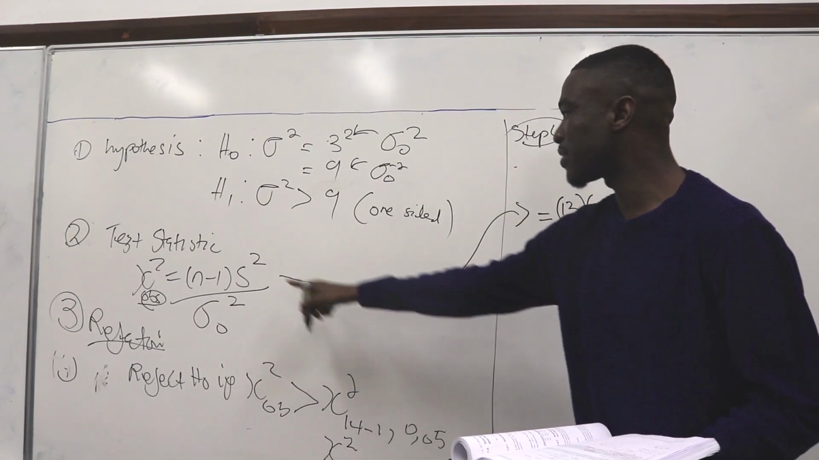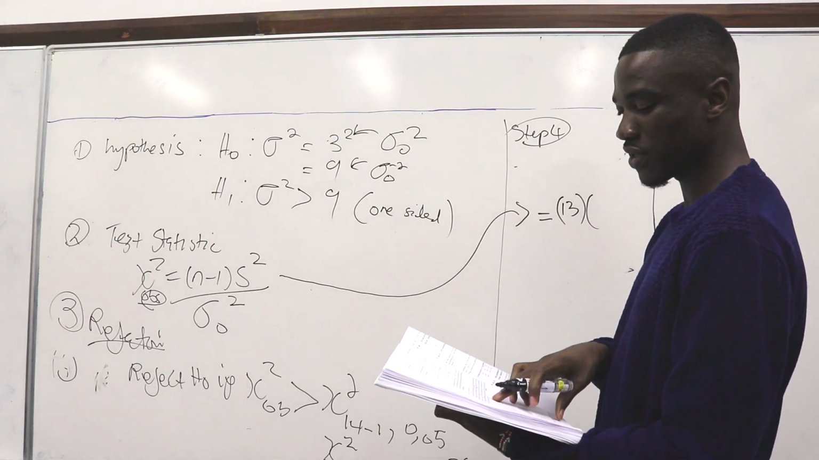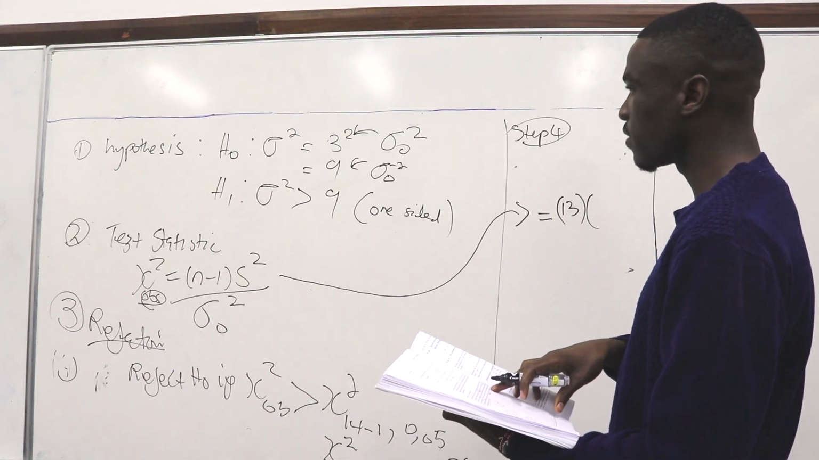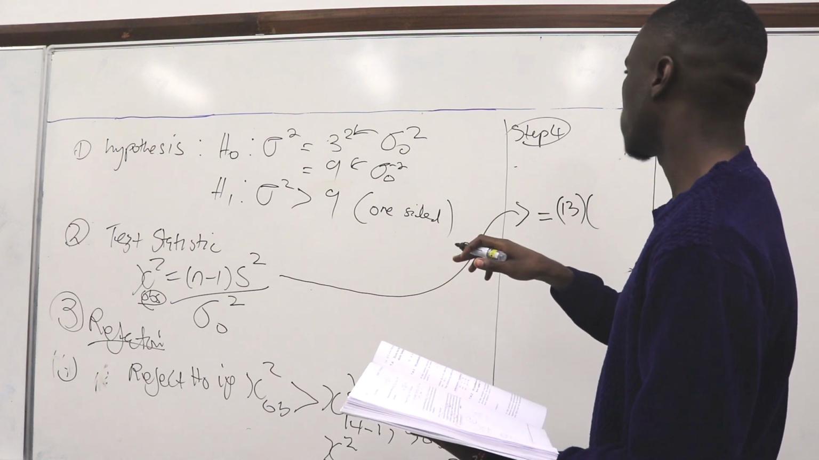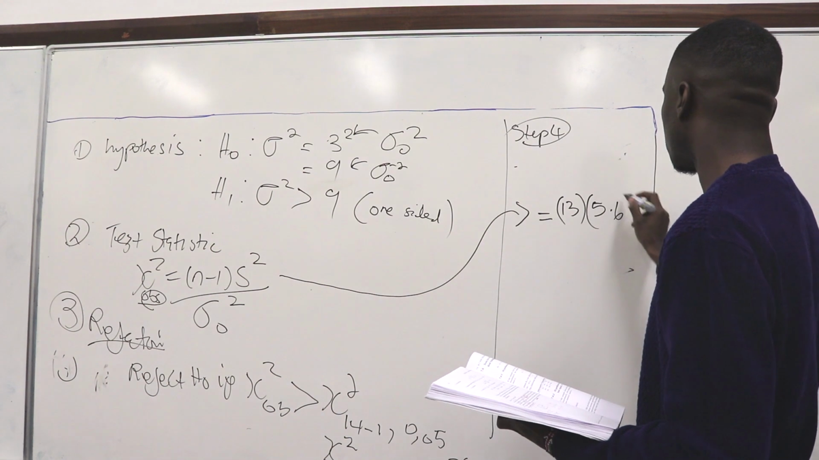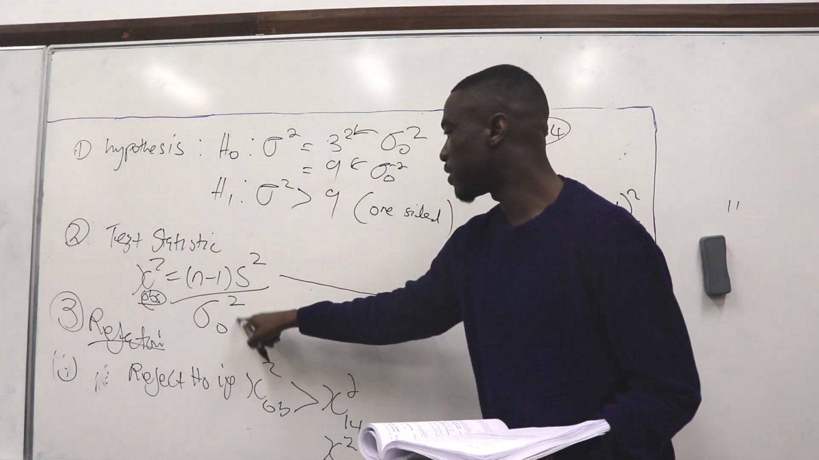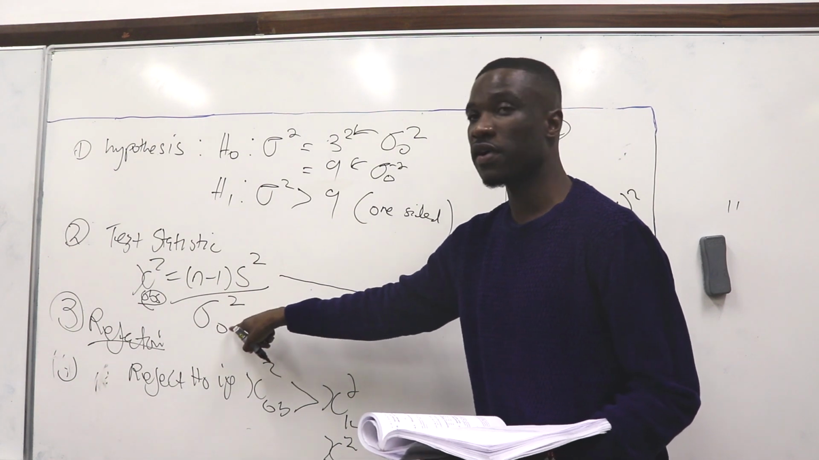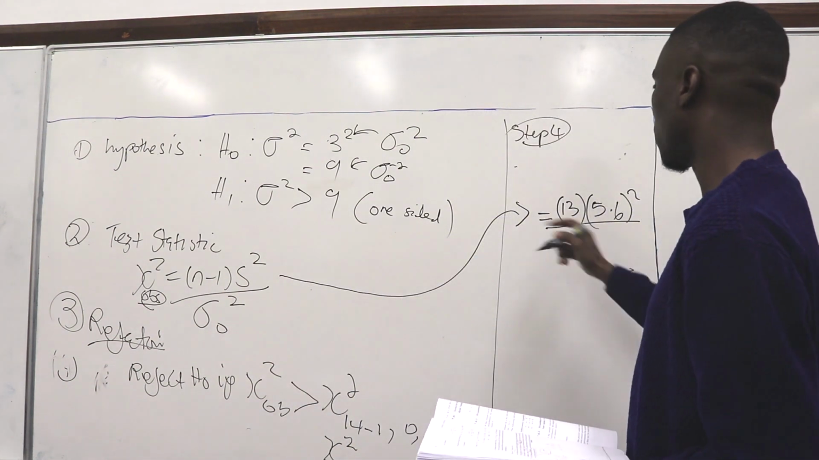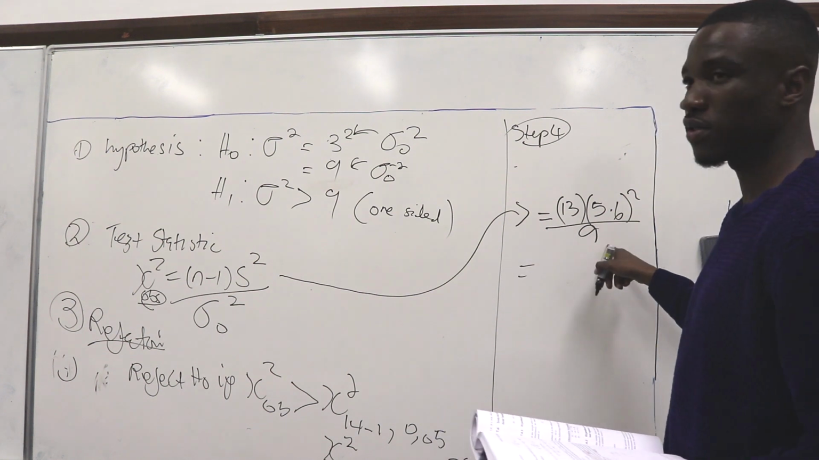And remember that our standard deviation is given in the data itself. As I was reading the question, it's given as 5.6. So we're going to square it according to the formula. And then remember that at the bottom we have the null value for the variance, because we're calculating for variability, which was 3 squared, and we're just going to say it's 9. Can somebody punch this in and see?